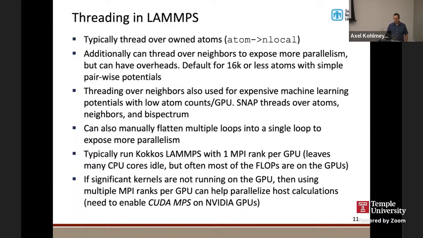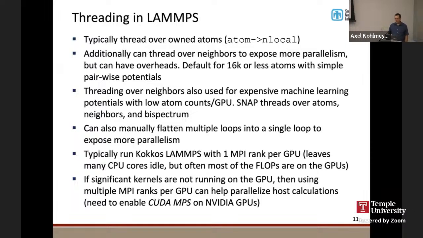And so in SNAP, we actually thread over 3 levels, which is supported by Kokkos. So we loop over atoms, we loop over neighbors, and then there's a bispectrum loop. You can also flatten multiple loops. So if you want to expose more parallelism, you can flatten the loop into a single loop, and then just use a simple flat range policy in Kokkos.